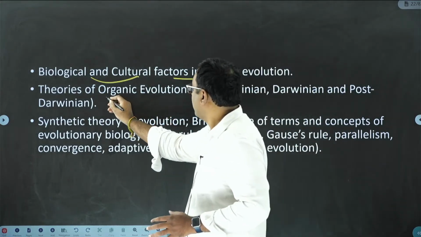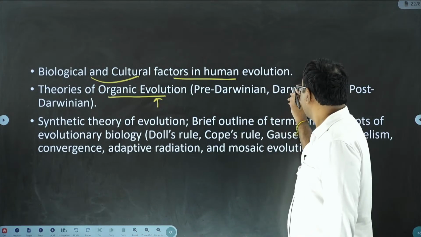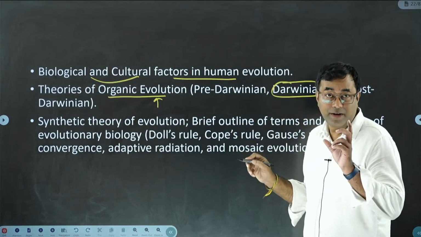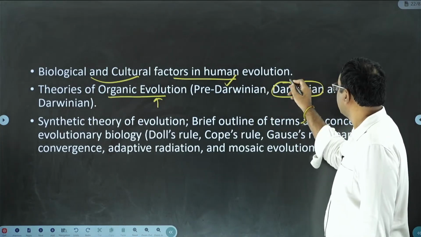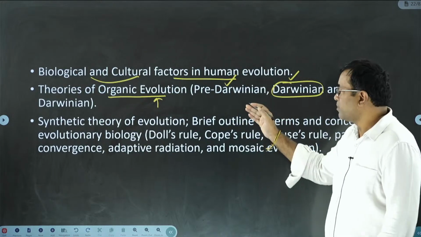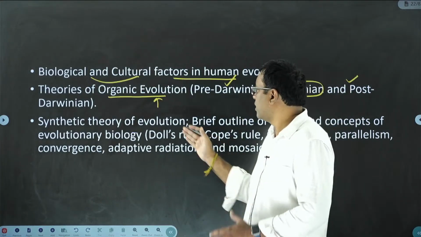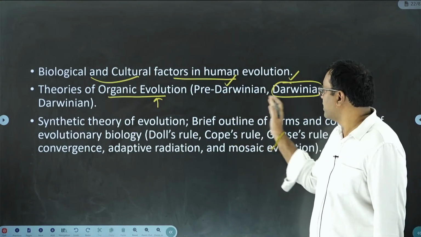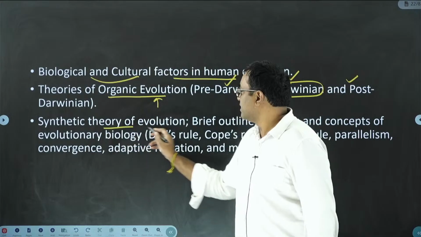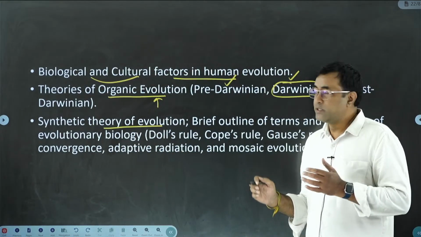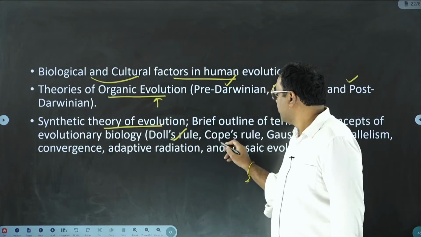And to understand the evolution of humans, organic evolution theories have been developed. Taking Darwin as a reference, we can divide the theories into pre-Darwinian theories, Darwinian theories and post-Darwinian theories. These are the 3 types of classification of theories of organic evolution of humans. So we will try to understand each of them. Next, the synthetic theory is one of the theories explained as part of post-Darwinian theories, and we will try to understand different types of concepts.